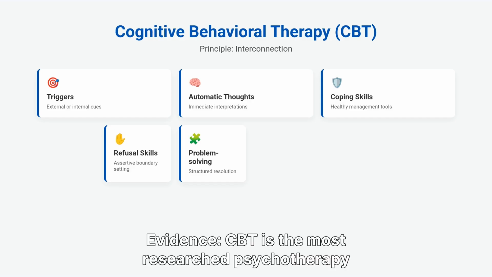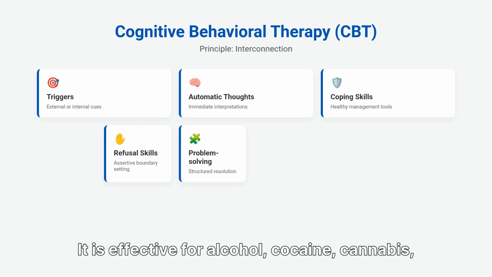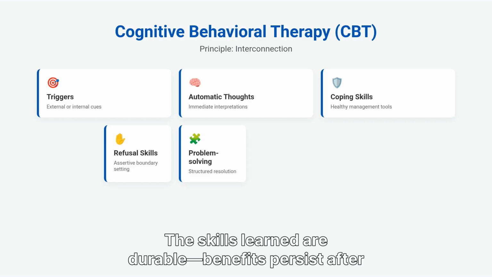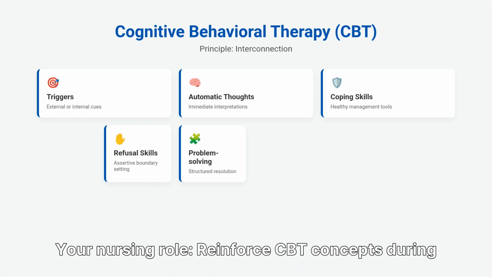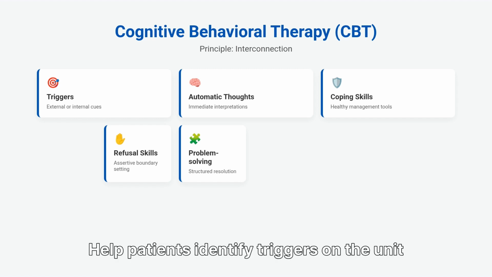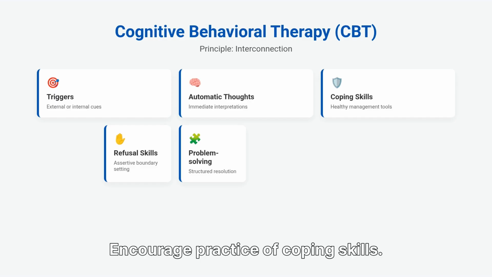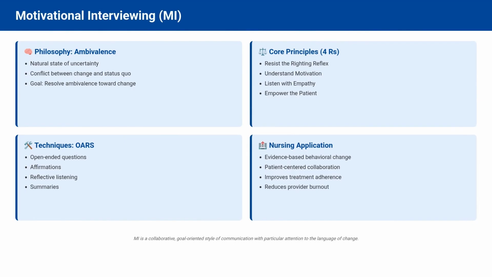Evidence: CBT is the most researched psychotherapy for substance use disorder. It is effective for alcohol, cocaine, cannabis, and other substances. The skills learned are durable, and benefits persist after treatment ends. Your nursing role: reinforce CBT concepts during interactions, help patients identify triggers on the unit or in the clinic, and encourage practice of coping skills. Another essential approach is motivational interviewing, or MI.